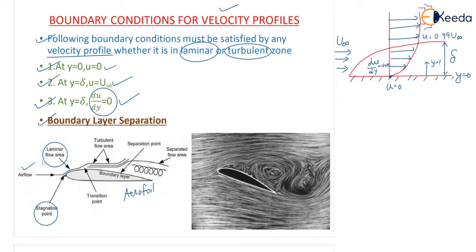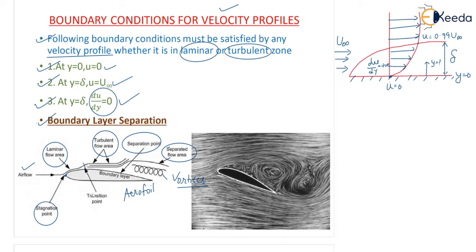The laminar flow area is given on this part, and this is the turbulent flow area, and this is the transition, and the separation point is mentioned here. After that, the flow gets separated, and this is the separated flow area, right? So where is the boundary layer? When the flow separates, the boundary layer also separates, and these are the vortices.